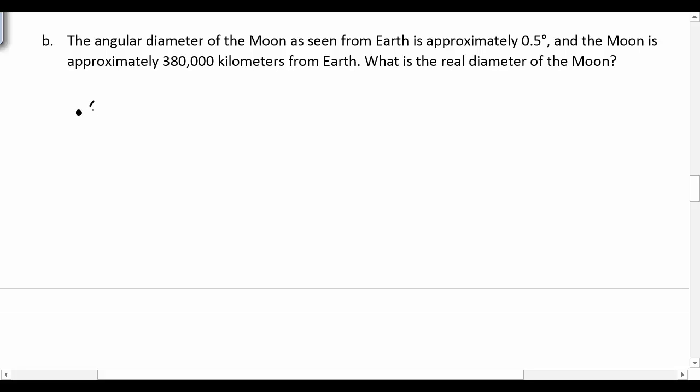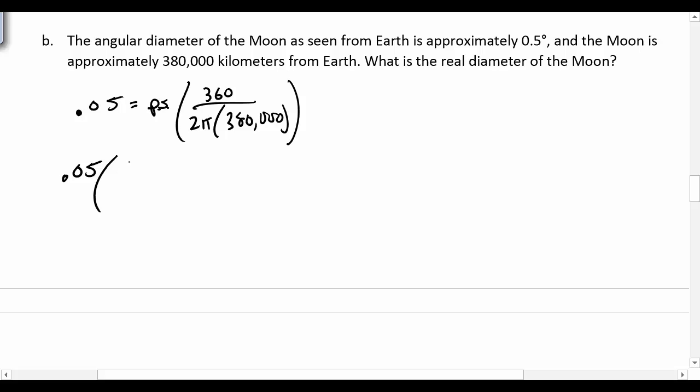So I get the angular size as 0.5 equals the physical size. We're going to use a little symbol there. And it should be 360 divided by 2 pi times the distance, so 380,000. So we have that rule that if we divide by a fraction, we're going to multiply by its reciprocal. So if I take 0.5 times the reciprocal of that first fraction, so 2 pi times 380,000, divide that by 360, I should be able to solve for the physical size, or the actual diameter of the moon.